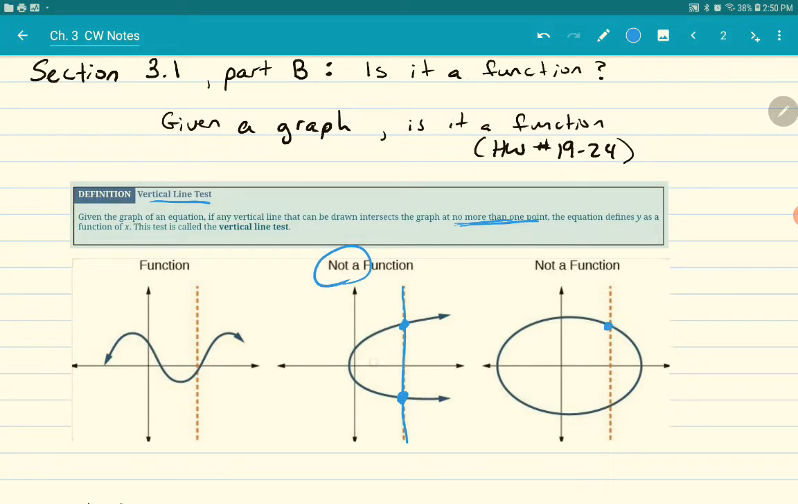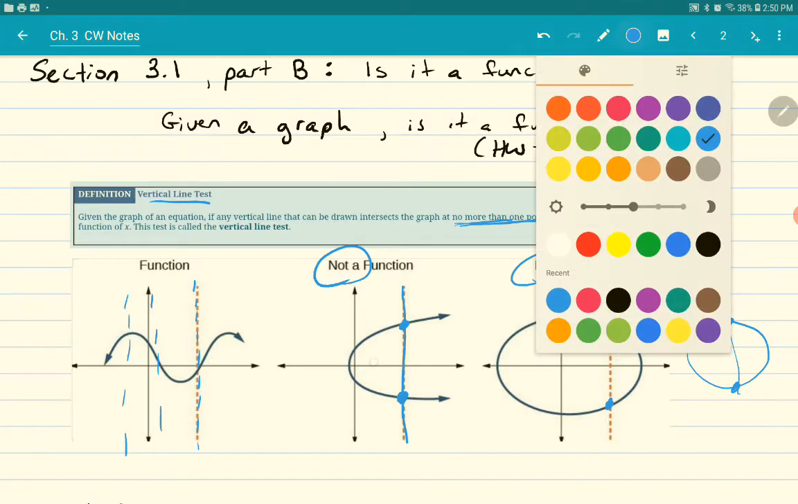So this ellipse you can see is not a function. A circle would not be a function because you can draw a vertical line that will cross it twice. For the first one, you can see I could draw a line there, I could draw a line there, I can draw a line there.